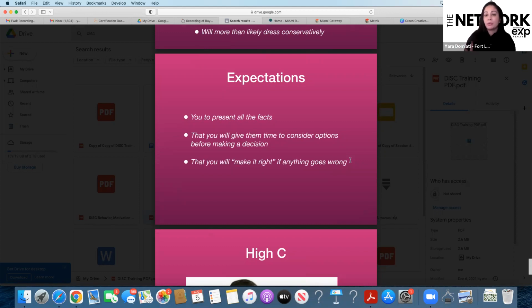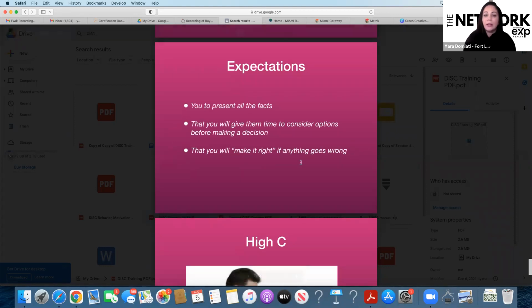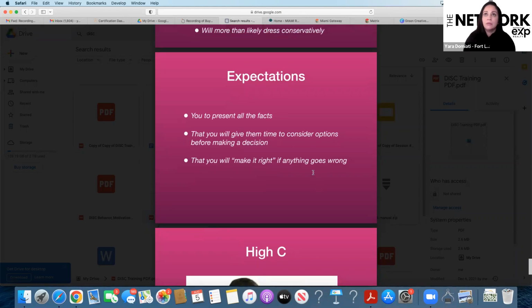They're going to feel rushed and pressured, and they're not going to want to do any business with you, and they're not going to trust you or like you. So say bye-bye to that client if you are trying to pressure them or get them to do something right now. They want to make sure that you will make it right if anything goes wrong. So I actually just had a client that we did have to make it right for, and he spoke highly of me afterwards. He was a high C client.